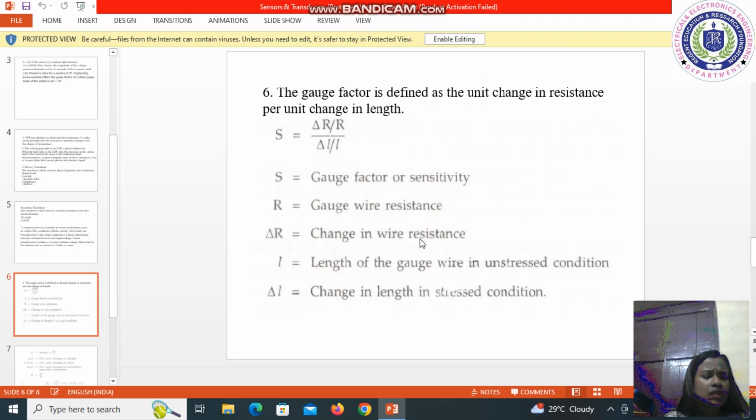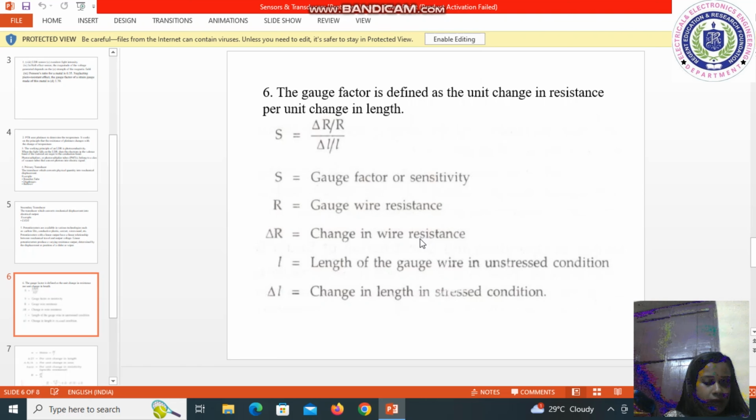Now consider that the resistance wire is under tensile stress sigma. Del L by L is the per unit change in length. Del A by A is the per unit change in area, A for area. Del rho by rho is the per unit change in resistivity, that is specific resistance. And we already know that resistance R is equal to rho L by A. It changes to R plus delta R because of change in length and cross-sectional area.